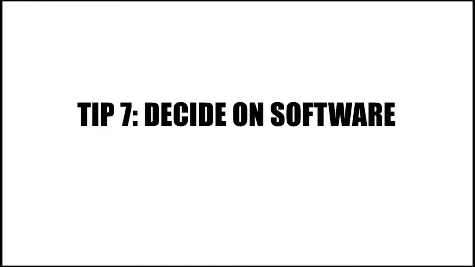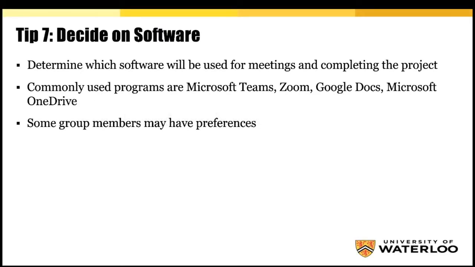Tip 7. Decide on what software your team will be using for this project. As a team, decide upon what software you will use for meetings and what software will be used to complete the project. Some commonly used programs are Google Docs, Microsoft OneDrive, and Microsoft Teams. Be mindful of the preferences that some group members might have based on what technology they have access to and what their comfortability is with technology.